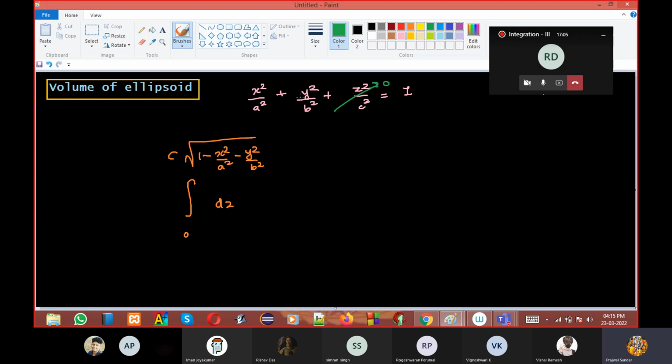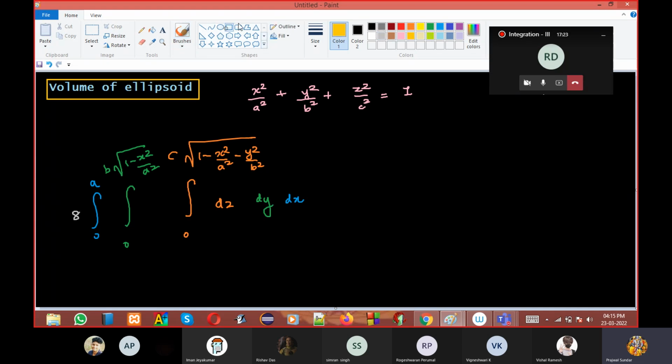You're visualizing the ellipse in the 2D plane, and then you are drawing a vertical strip. Then you will write 0 to b into root of 1 minus x squared by a squared. Then you are moving the vertical strip, that will be 0 to a dx. This will be dy, and then you are multiplying by 8 because you have considered only the first octant.